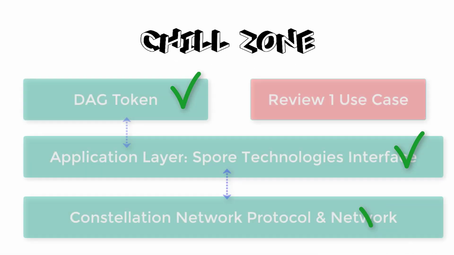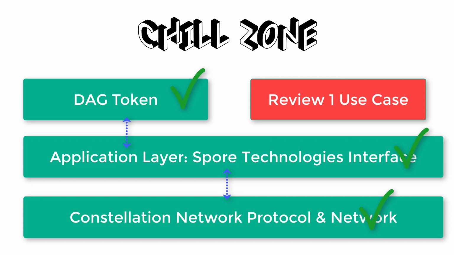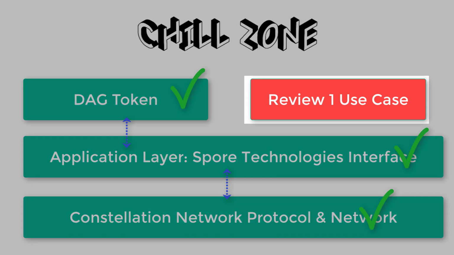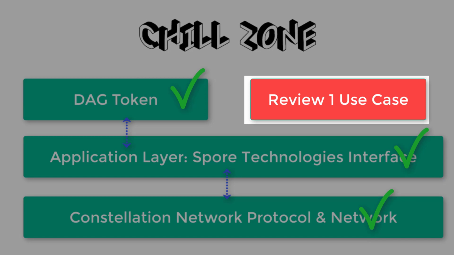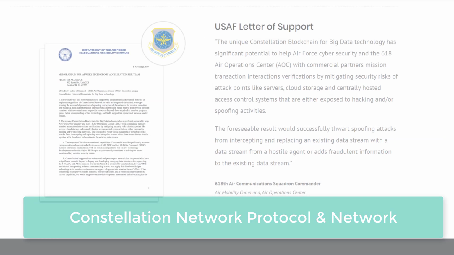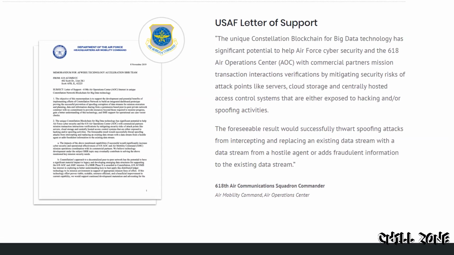Now that we've discussed the core components, we've pretty much covered all the technology behind Constellation as well as the token utilities. To help bolster our understanding, let's first review a use case for the technology by reviewing a few of their latest partnerships and proposals. First, let's cover their SBIR with the US government.